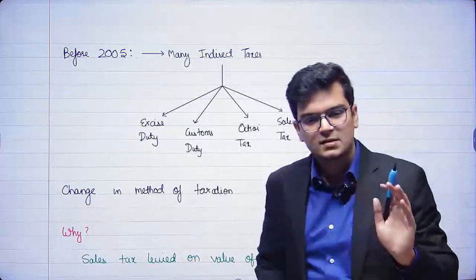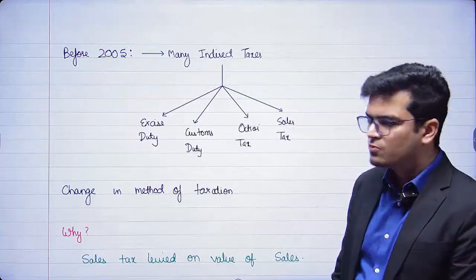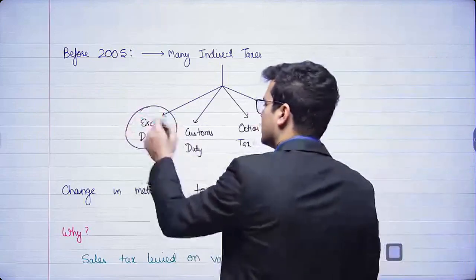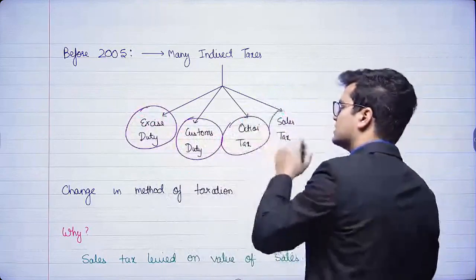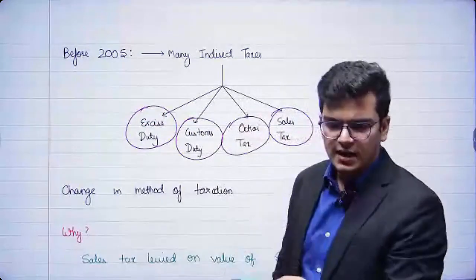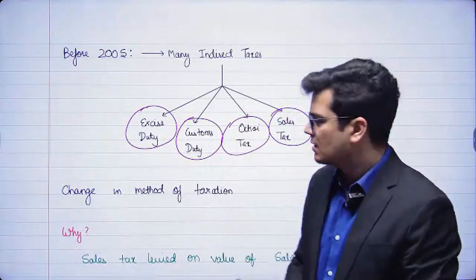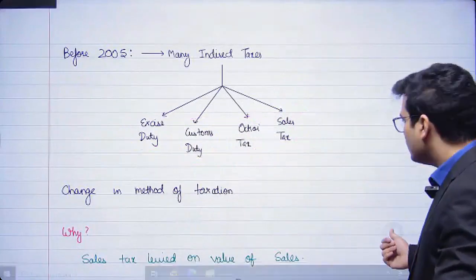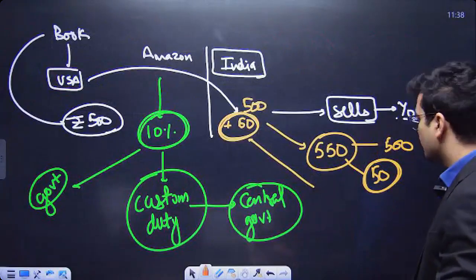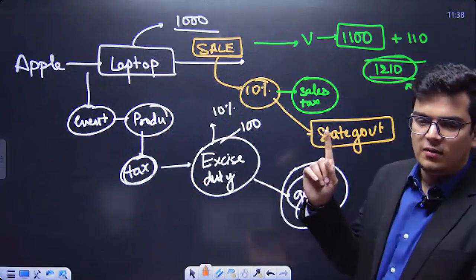Now, there is a problem in our system of indirect taxes. There is a huge problem in our system of indirect taxes. There are various taxes like excise duty, customs duty, octroi, sales tax. There were various other taxes also: entertainment tax, luxury tax, etc. But there was a problem in this system. Now, I am giving you 1 minute to identify the problem here. Identify what problem has been created from an economic point of view.